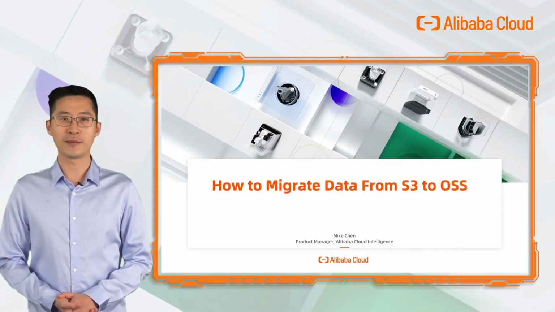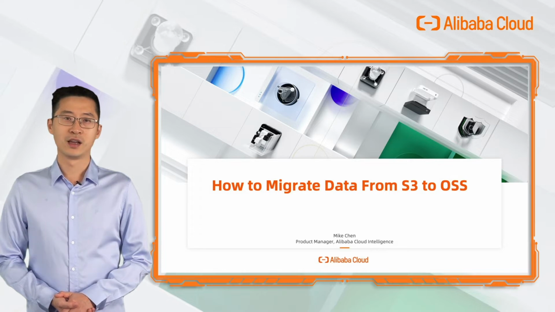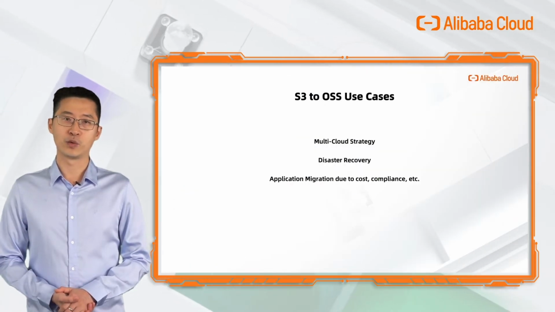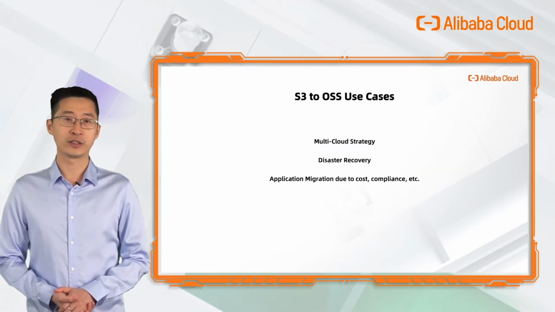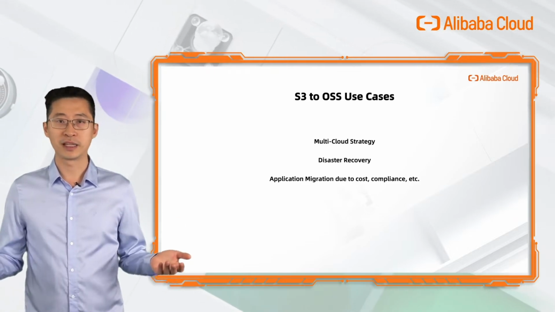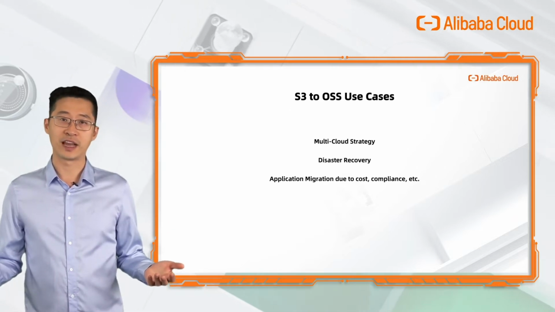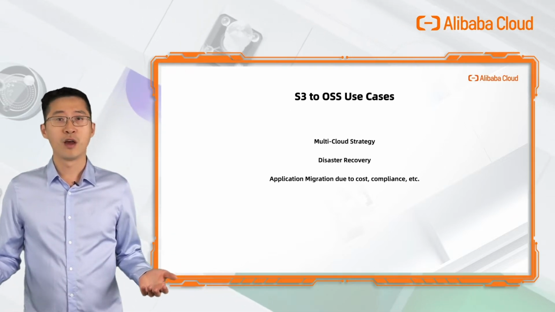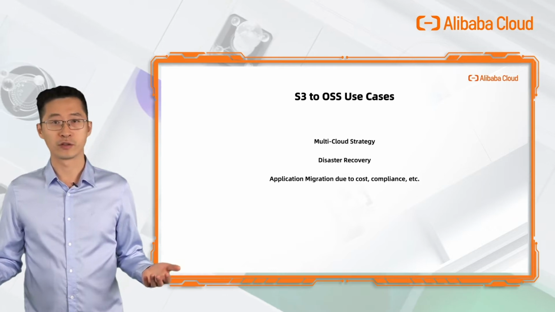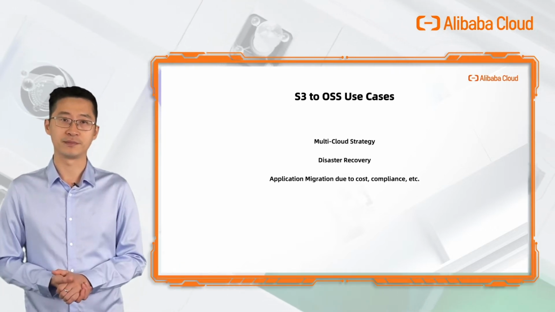Today, I'm going to talk about how to migrate data from AWS S3 to OSS. There are many potential reasons why you would like to do a S3 to OSS migration. Your company is adopting multi-cloud strategy. You are using Alibaba Cloud as a second site for disaster recovery. Or you are migrating your infrastructure from AWS to Alibaba Cloud for higher cost efficiency.